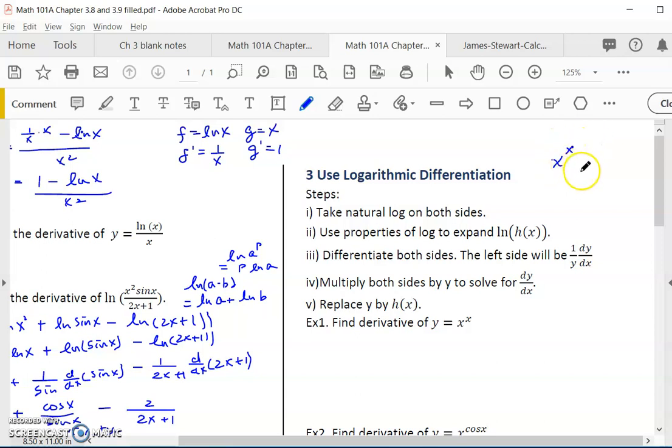There are quite a number of functions that would be in this particular form, not just x to the x. It could be y equal to sine x to the x. Sine x is itself a function, and then the exponent is a function. So for this kind of function, we would use something called logarithmic differentiation. So here are the steps.